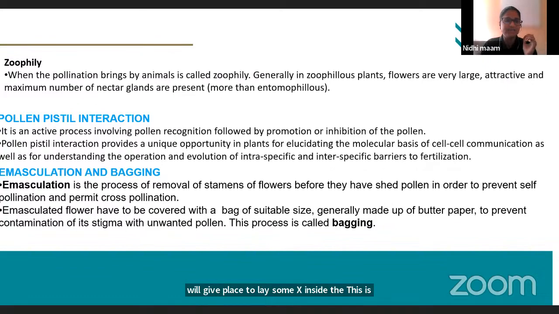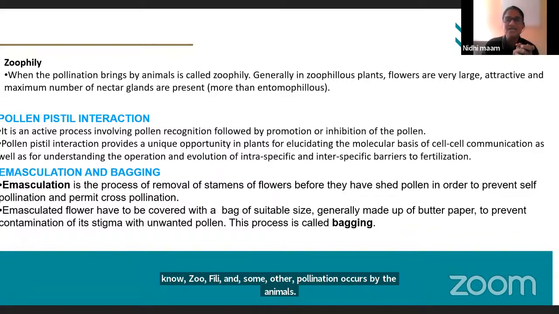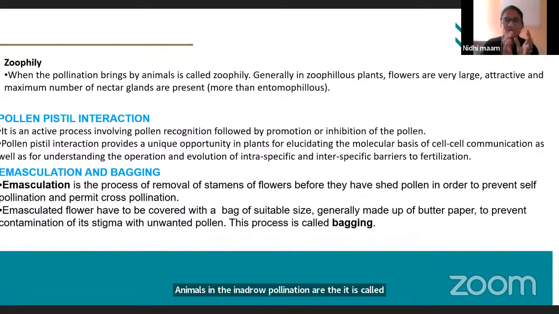Entomophily is done. Next, zoophily. Zoophily means some pollination occurs by the animals. If pollination occurs by animals, it is called zoophily. So for zoophily, usually the flowers will be larger. Zoophily happens in very large flowers. Along with it, we have certain terms which will be important for CET also.